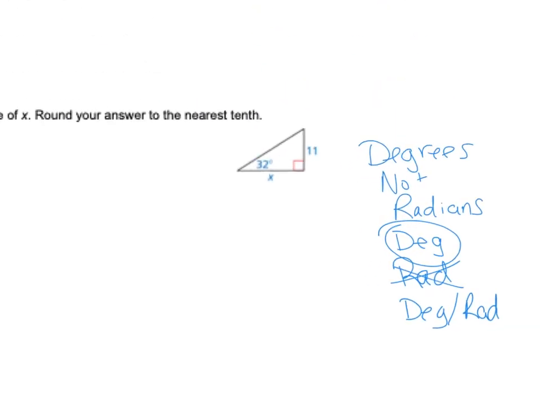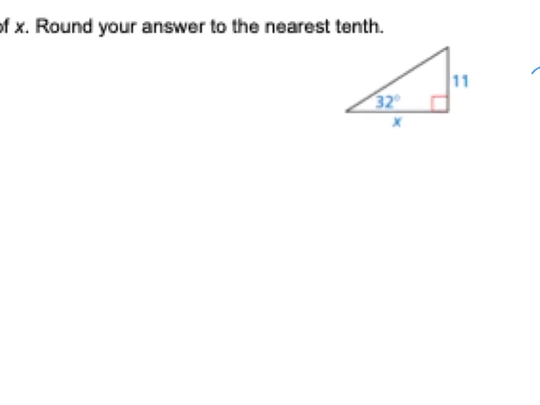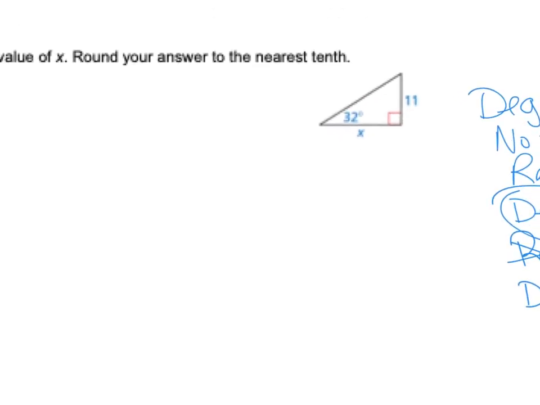With that being said, we have this right triangle, and we have a 32-degree angle, and we have the side opposite of it, and we also have the side that's adjacent to it, which means we know we can use tangent.